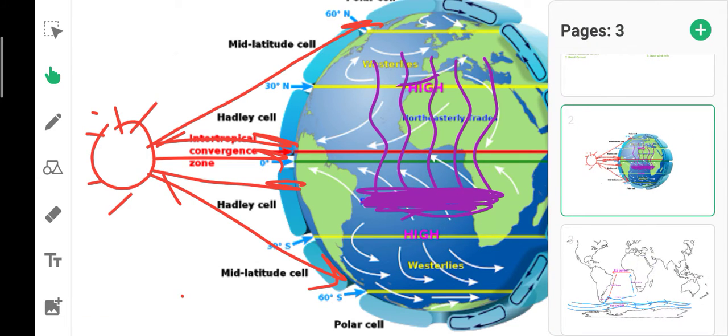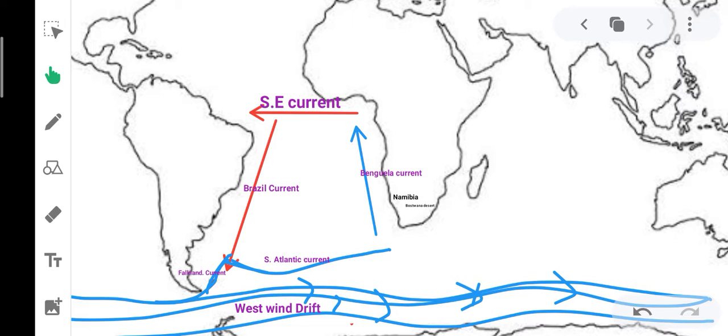Now let's move to the world map. After discussing the warm ocean current, let's discuss the cold ocean current. This is the Falkland current. This Falkland current comes from the Antarctic Ocean and joins the Brazilian current. It is called the Falkland current because here is the Falkland Island, and this current flows along the Falkland Island coast. This Falkland current flows till Argentina. And after the Brazilian current and the Falkland current join, it gives rise to the South Atlantic current.